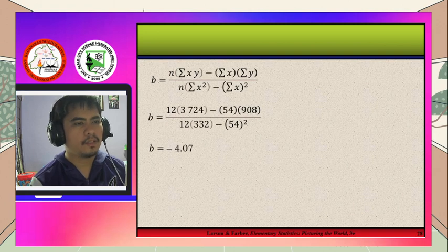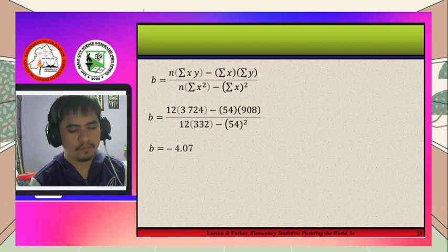Then solve for the slope. So we have n is 12, summation of xy is 3724. So we have 12 times 3724 minus the summation of x, which is 54, times the summation of y, which is 908, divided by n, which is 12, times the summation of x squared, which is 332, minus the square of summation of x, which is 54. So our slope now is equal to negative 4.07. So we have a negative slope.